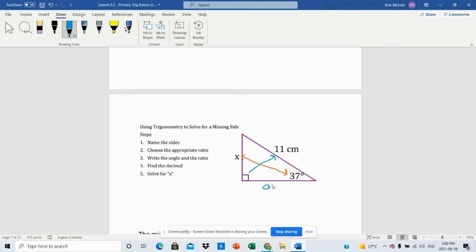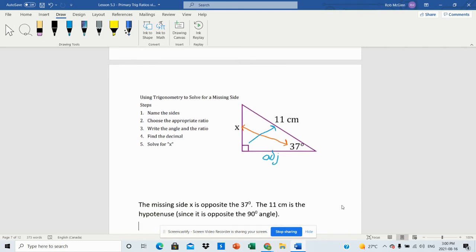And I'm just going to mark that with ADJ. So x is my opposite, my hypotenuse is 11, and I don't know my adjacent. So in this case, I know I'm trying to find my opposite side. I know my hypotenuse. I should be using sine. So, right before I do that, the missing side x is opposite to 37 degrees. The 11 centimeters is the hypotenuse since it's opposite to 90 degrees.